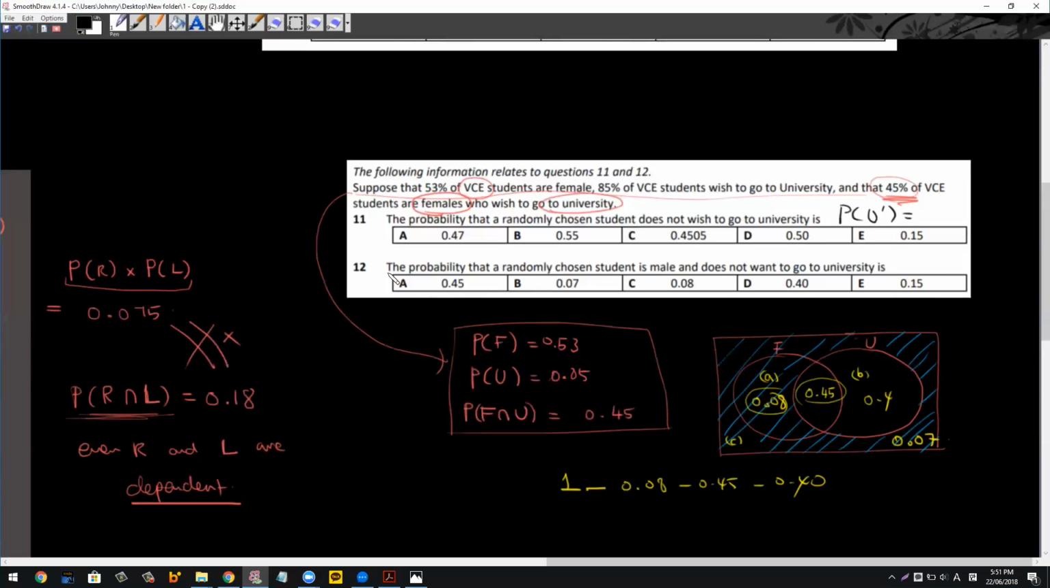And the second question here is probability that a randomly chosen student is male. So that means it's not female. So that's a probability of not female, and does not want to go to university, which means and not university. Okay. So you can try both, this one here and this one here.